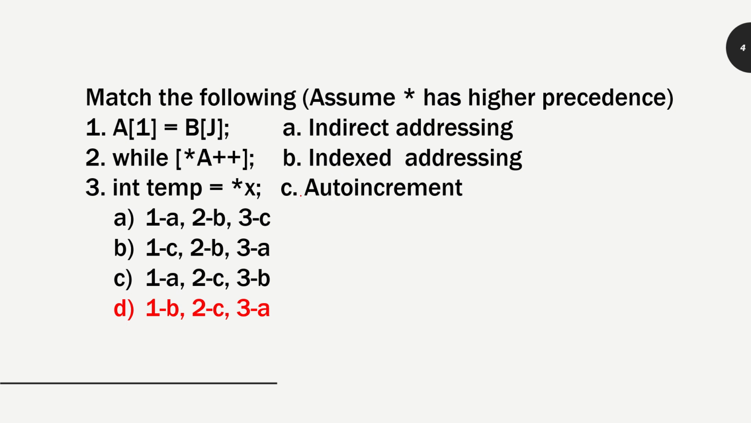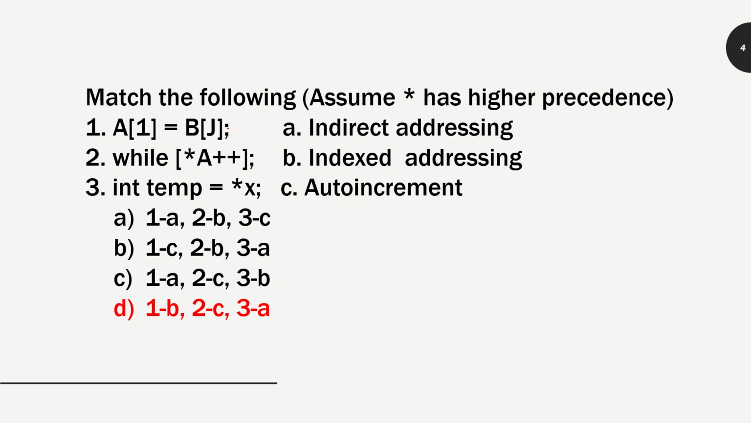Match the following. Let's do some fun here. It's all fun. A[i] = B[j]; while (*A++); int temp = *X. And we need to match which type of addressing each belongs to.